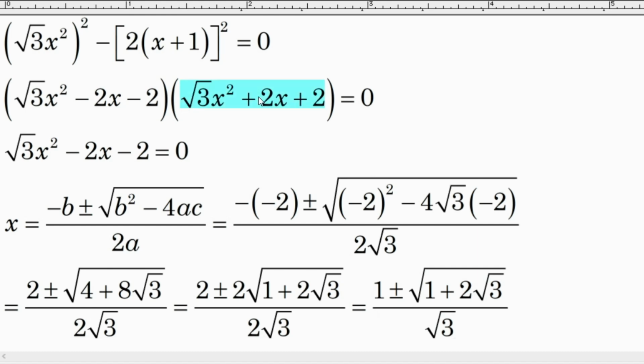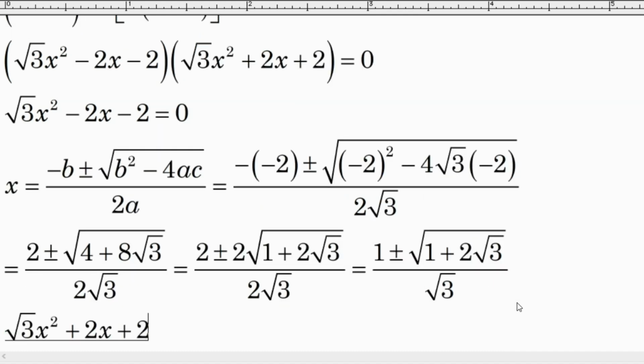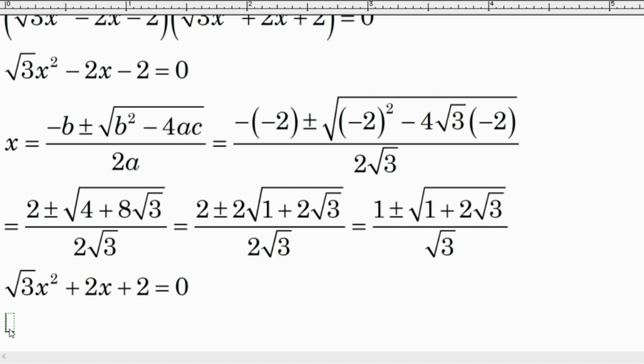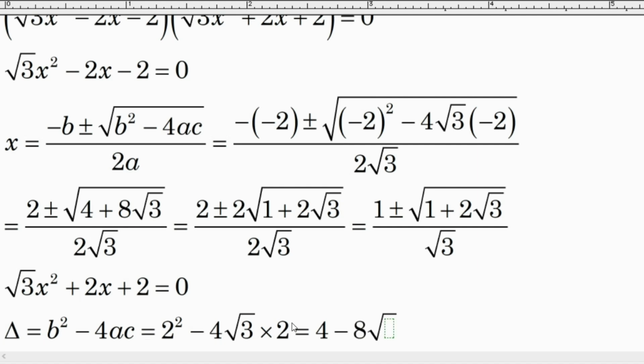And next we have to find the values of this. So we can give this factor equal to 0 as well. Alright, so then equal to 0. So now we can solve this equation through the delta. So the delta formula, which is b squared minus 4ac. So then we can substitute in here. We got 2 squared minus 4, and a is square root of 3, and b is equal to 2, so we multiply with 2. And then we get 2 squared equal to 4 minus 8 square root of 3.